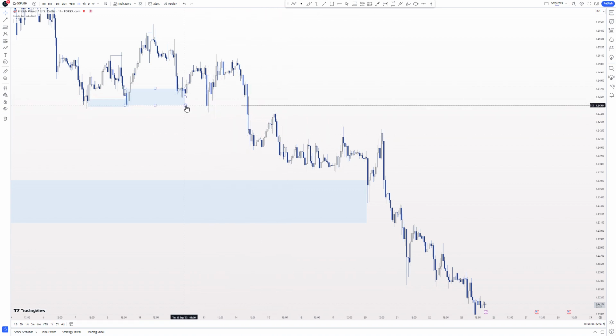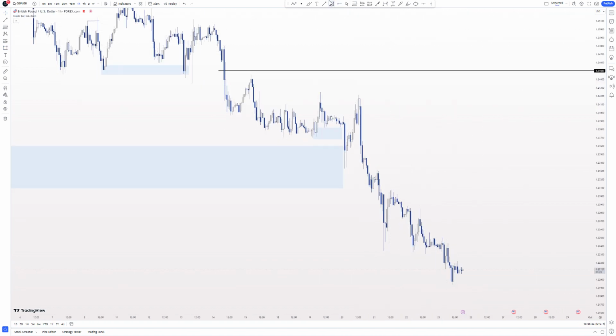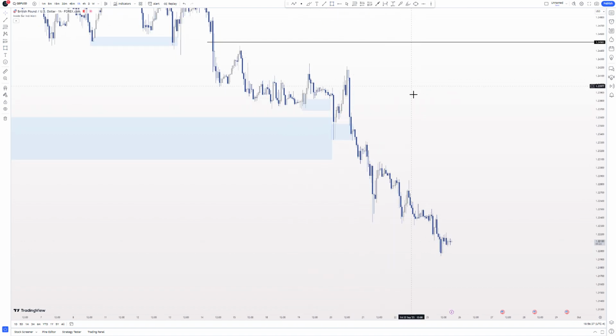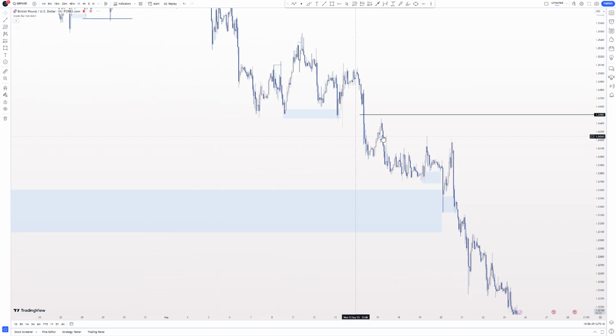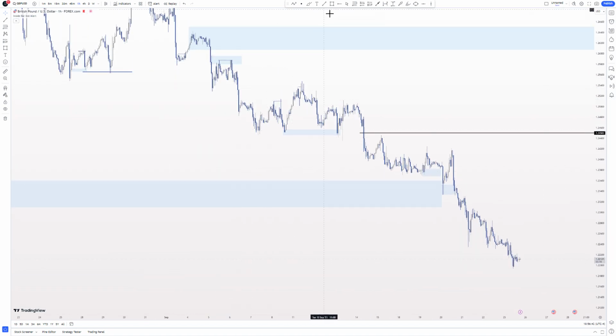So we are going to start marking out some zones from here. This is 1 hour on Great Britain pound dollar, and you should know that this zone failed, and this demand also failed. So these are things that we should look at when making sure you are trading supply and demand.